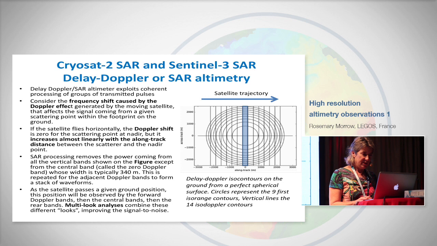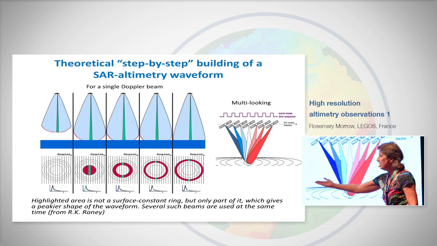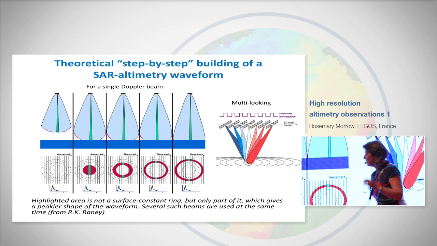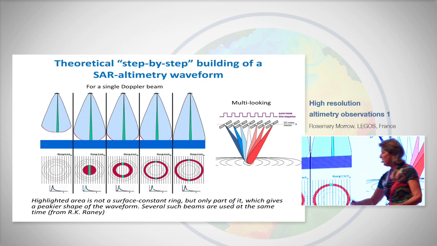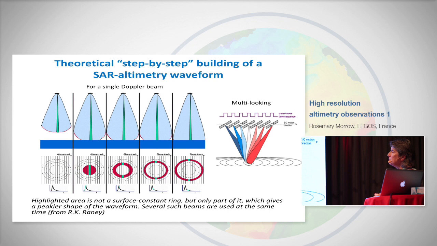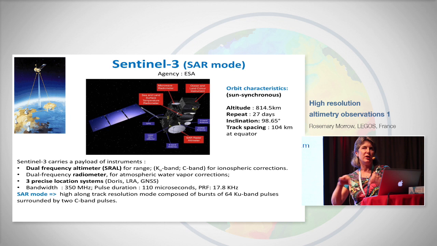Pierre-Yves had shown how the pulse coming down illuminates in red the centre, and then an outside ring, etc. So this is the pulse-limited return. And then the SAR processing adds in a separation in these vertical bands that are associated with the frequency change due to the Doppler effect. This gives you a much narrower slice of the ocean where you're getting the signal as well as the noise.